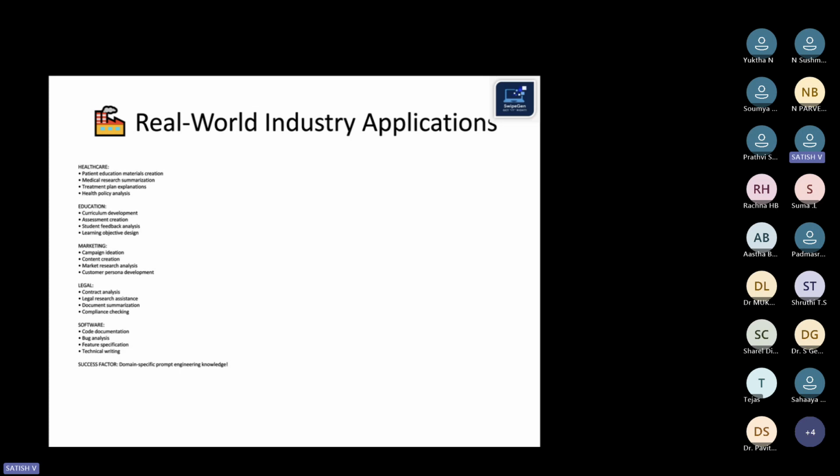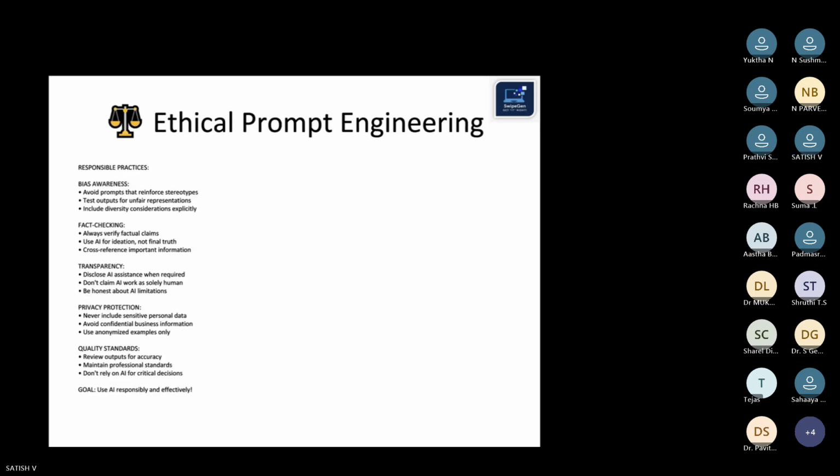Even in the legal field, if you want some legal advice, I know that it will not be pretty accurate, but it would be accurate to some extent that you can get the basic Q&As from that. Next, when it comes to software coding, these are a few things: code documentation, bug analysis, feature specifications, and even technical writing. Like if I have a very big legacy project, and I don't know the structure of my project and the technical specifications used in it, all this prompting would definitely help us.